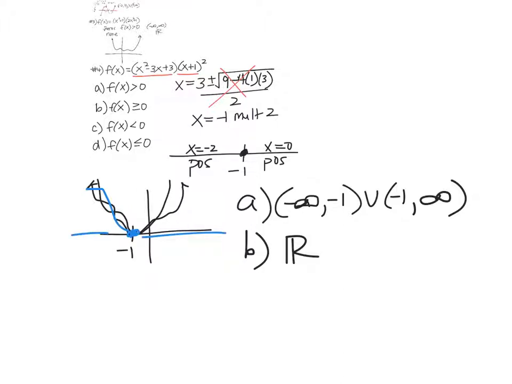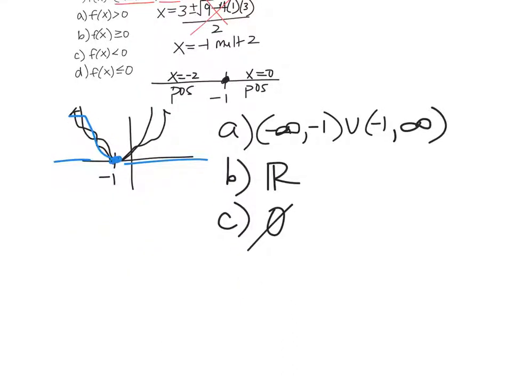Then letter C, where is this polynomial less than 0? It's not, so nowhere, no solution. And then D, where is this polynomial less than or equal to 0? One place, right? At x equals negative 1. You could write it like that, or you could write it like this, negative 1 in braces. Okay? And that's it.